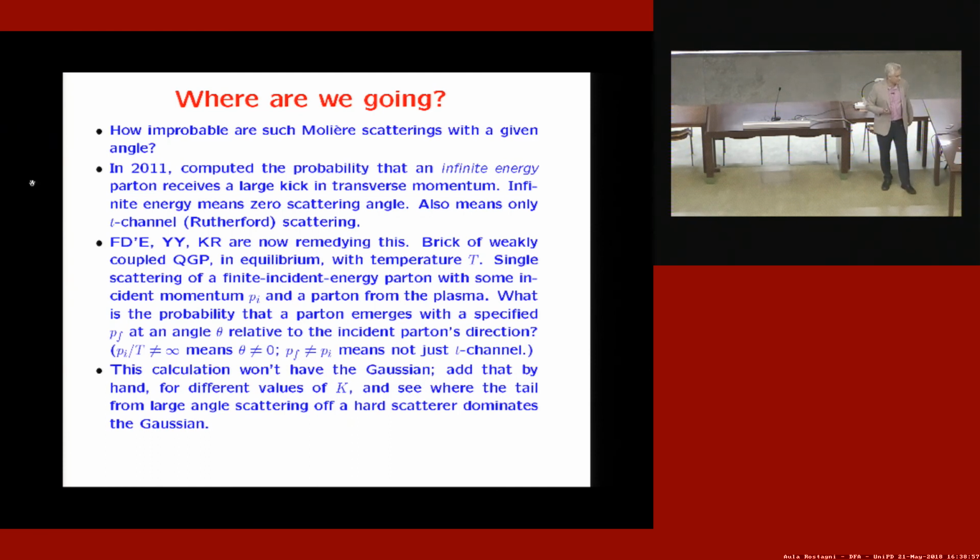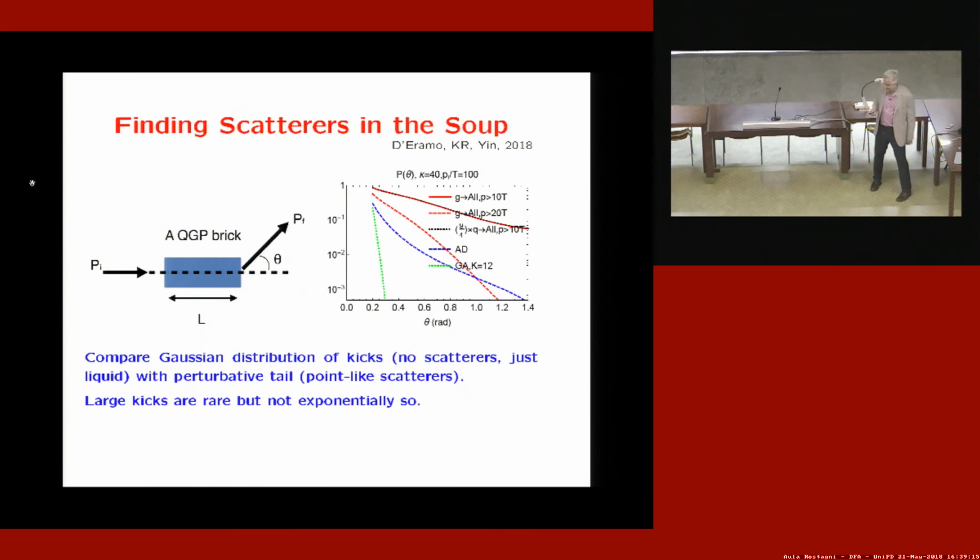In 2011, 2012, we computed the probability that an infinite energy parton picks up a certain amount of transverse momentum from a scattering. But infinite energy, add a bit of transverse momentum, that's zero angle. Now what we're doing is calculating the probability that I have a parton coming in with momentum pi, goes through a brick of plasma. So this is not yet a heavy ion collision, it's a brick of plasma, scatters, comes out as a parton with momentum pf after scattering by an angle theta.